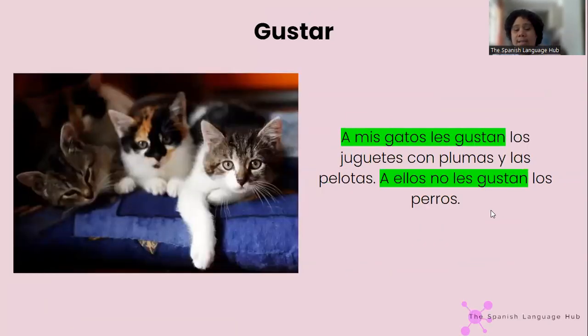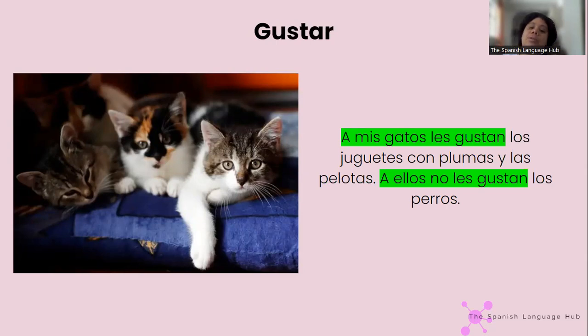Más ejemplos. A mis gatos les gustan los juguetes con plumas y las pelotas. A ellos no les gustan los perros. Bien. So, my cats are here. Instead of saying a ellos, I'm using a mis gatos. Here, you can also substitute by names or a name. A mis gatos, a mi mamá, a Carlos y María, a Julia.